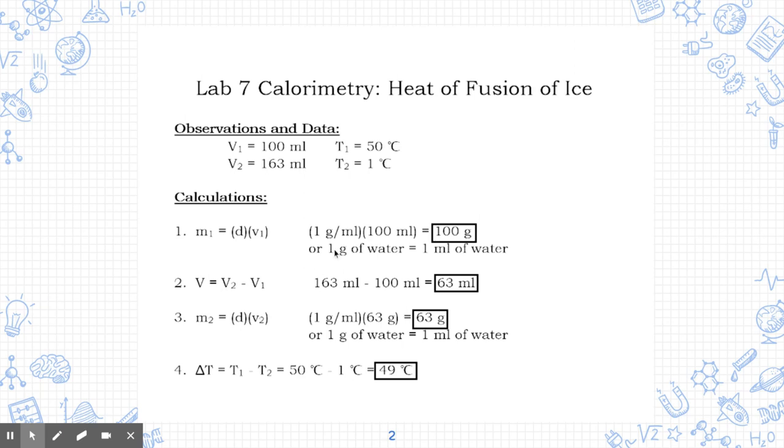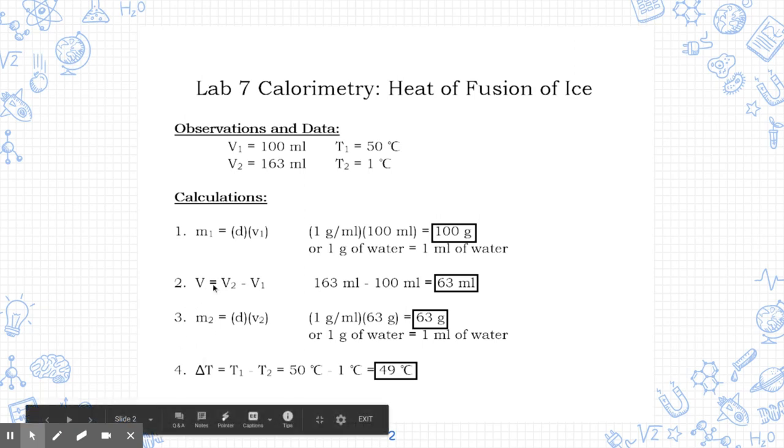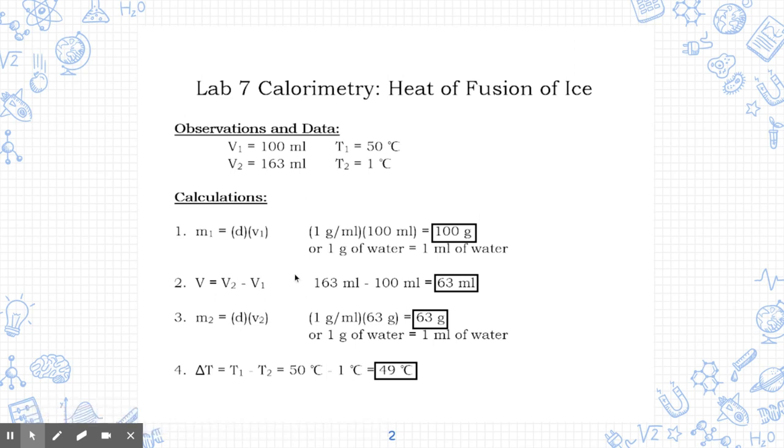Question number 2. Everybody should have 100 grams for question number 1. Question number 2, you're going to find the volume of water resulting from the melting ice. So you would take your volume 2 minus volume 1. Volume 2 for me is 163, or whatever your volume was. So please make sure you use your data, minus 100. Everybody will take their volume minus 100. My difference in volume was 63 milliliters.